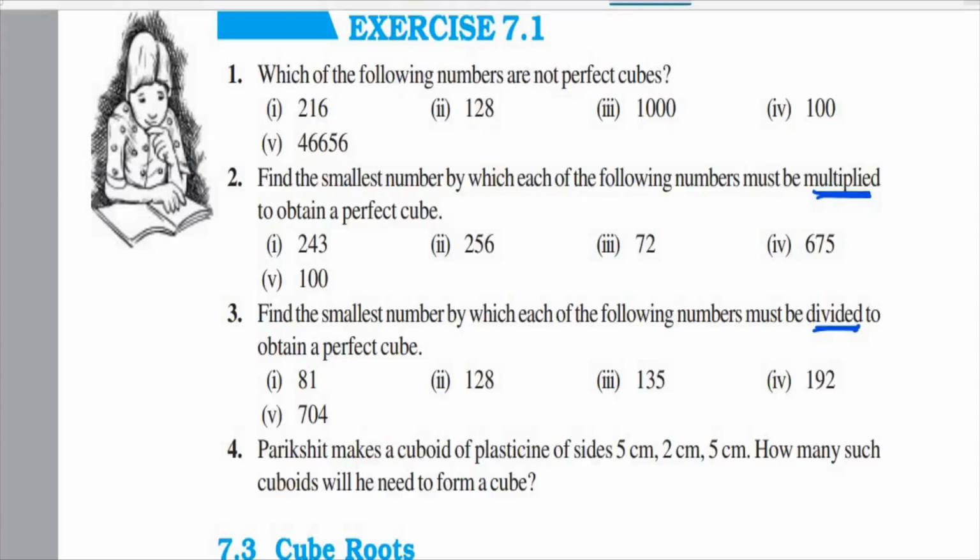Parikshit makes a cuboid. Now look at sum number 4. Parikshit makes a cuboid of plasticine of sides 5 cm, 2 cm, 5 cm. How many such cuboids will he need to form a cube? Now see, sides are 5 cm. Okay, so let's say length is 5 centimeter, breadth is 2 centimeter, only 2 centimeter, and the height again is 5 centimeter. So this is one cuboid.